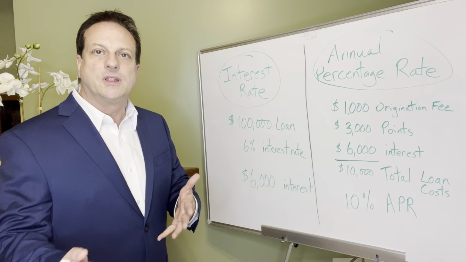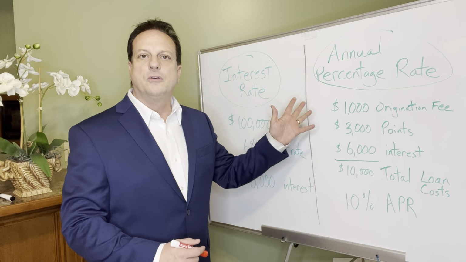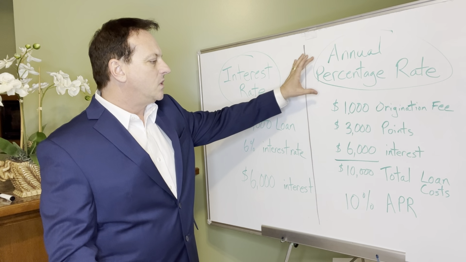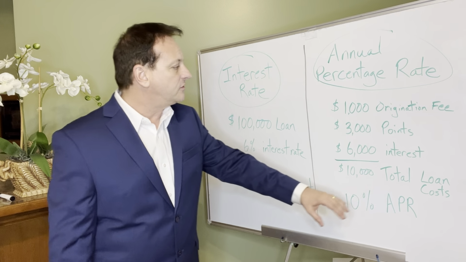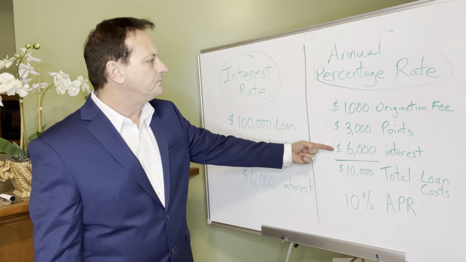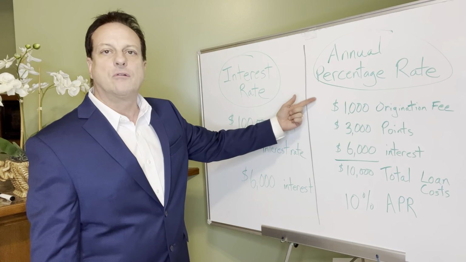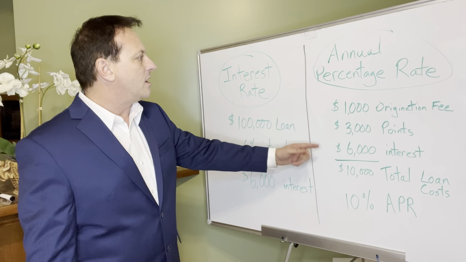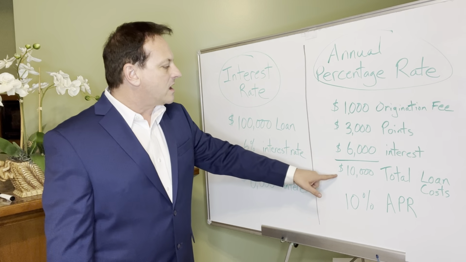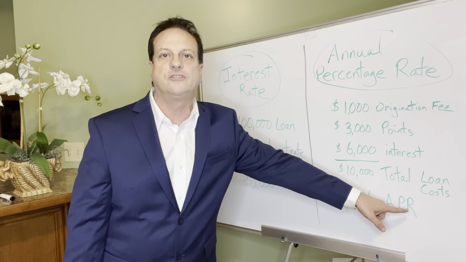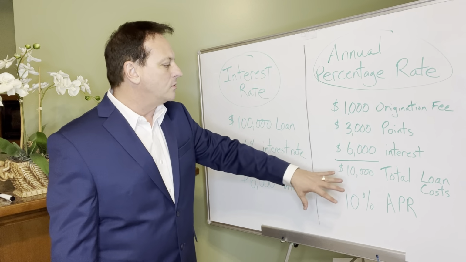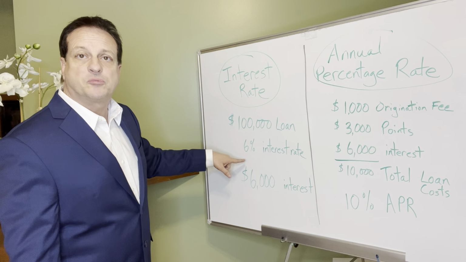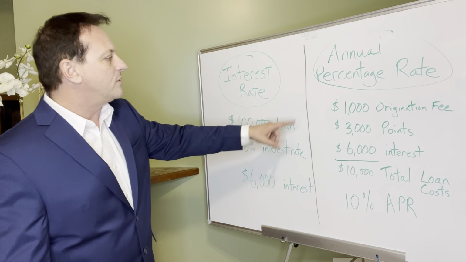However, remember, with the Truth in Lending Act, the lender must disclose all the costs, all the fees, and so the annual percentage rate is the total loan costs. So in this case, we have the $6,000 in interest, plus this lender has a $1,000 origination fee, and this lender is charging $3,000 in points, plus the interest, because it's a 6% interest rate. That comes up to $10,000 in total loan costs. All the fees that create this loan, which is now 10% of the $100,000 loan. So the interest rate is 6%, but the APR, the annual percentage rate, is 10%.